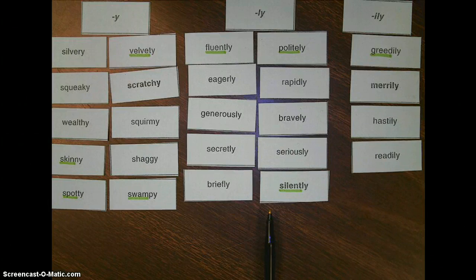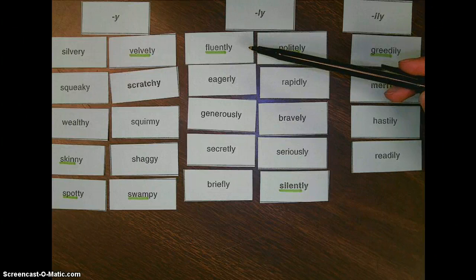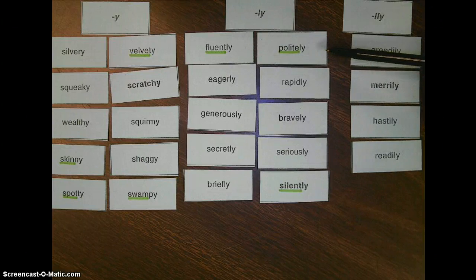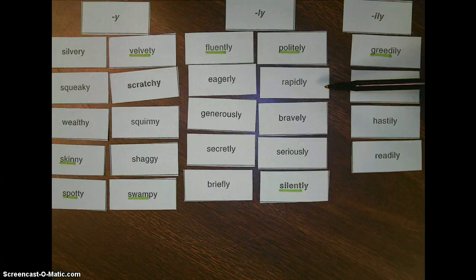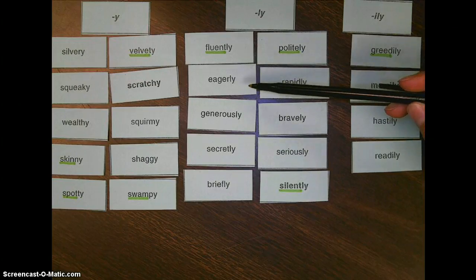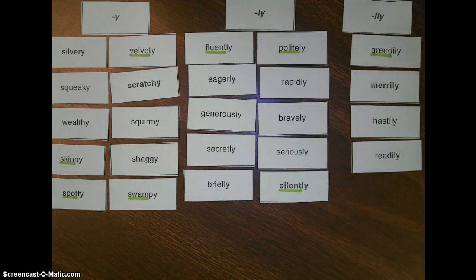Now the words in the ly category and the ily category change the base word to an adverb. An adverb is also a describing word, but an adverb describes a verb or an action. For example, fluently reading, politely waiting. Waiting is an action. Rapidly moving, eagerly waiting, hastily writing, the ly and ily words change to adverbs describing an action.